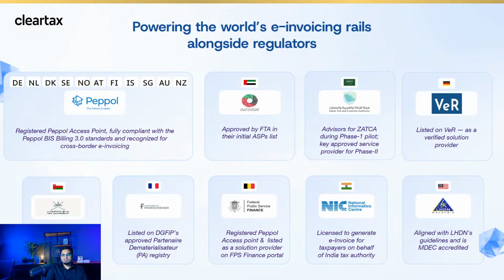When it comes to accreditation and approvals from the respective authorities, this is something that we take very seriously. We are approved and accredited in all the geographies that we are present in. In the UAE, back in September 2025, the FTA first rolled out a list of pre-approved solution providers. There were only 5 solution providers at that time, and we were one of them. By now, we have completed the accreditation process, so we are fully approved and accredited in the UAE. And not just in the UAE, we are approved in Saudi, Germany, France, Oman, Belgium, India, Malaysia, in all the geographies we are present in.